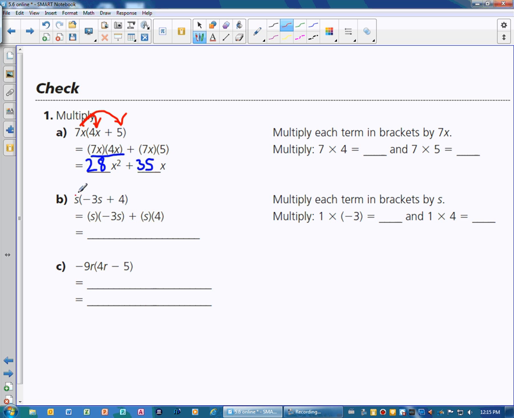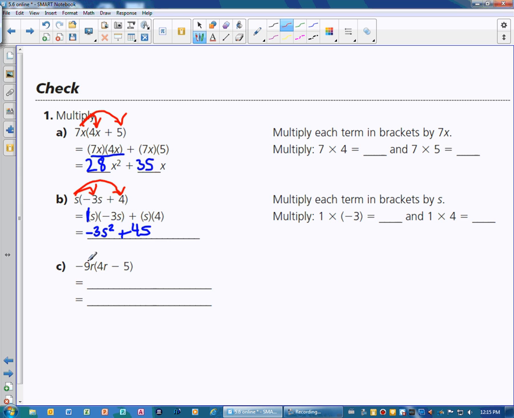B, distribute that s through the binomial. So I'm going to have s times negative 3s. Remember, this is like a 1s. So 1 times negative 3, negative 3. And then s times s, s squared. And then s over here, 1s times 4 is simply 4s.